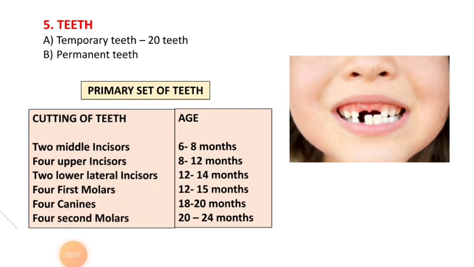The child will have two middle incisors at the age of 6 to 8 months, four upper incisors at the age of 8 to 12 months, two lower lateral incisors at the age of 12 to 14 months, four first molars at the age of 12 to 15 months, four canines at the age of 18 to 20 months, and four second molars at the age of 20 to 24 months. It means around 2 years of age he'll have the primary set of teeth.